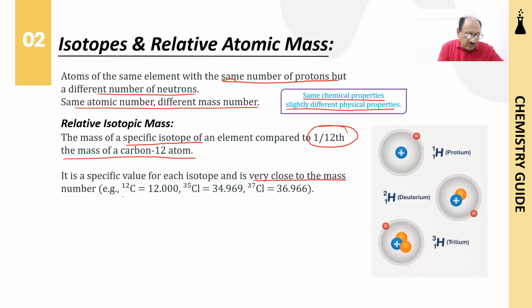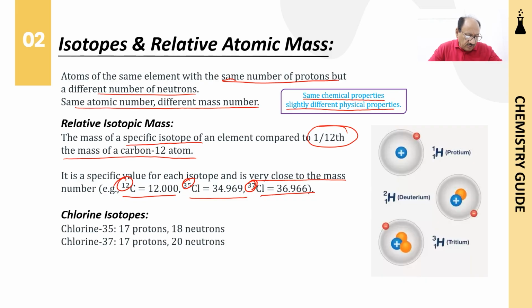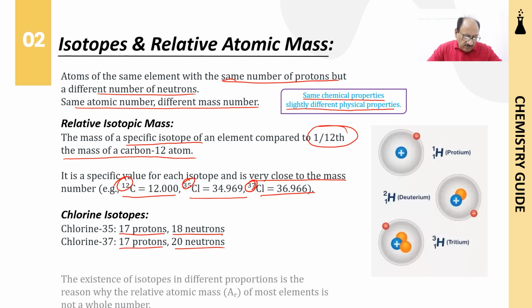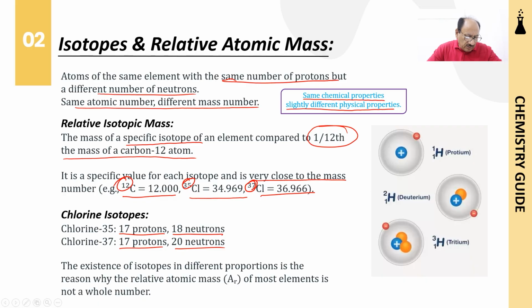For example, carbon-12 will be 12.000, and chlorine-35 will be 34.969. No need to memorize these; this is just for your conceptual clarity. We round them to 37, 35 and 12. If we discuss chlorine isotopes, chlorine has two isotopes, chlorine-35 and chlorine-37. So 17 protons and 18 neutrons, and 17 protons and 20 neutrons. The mass number is different, whereas the atomic number is the same.